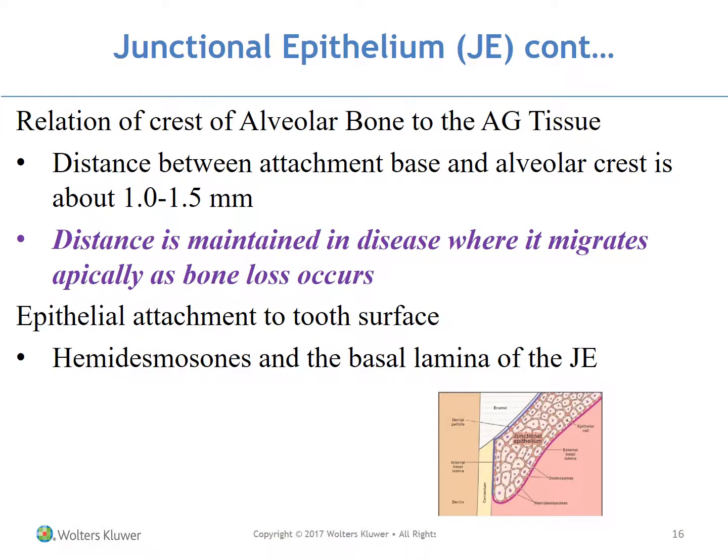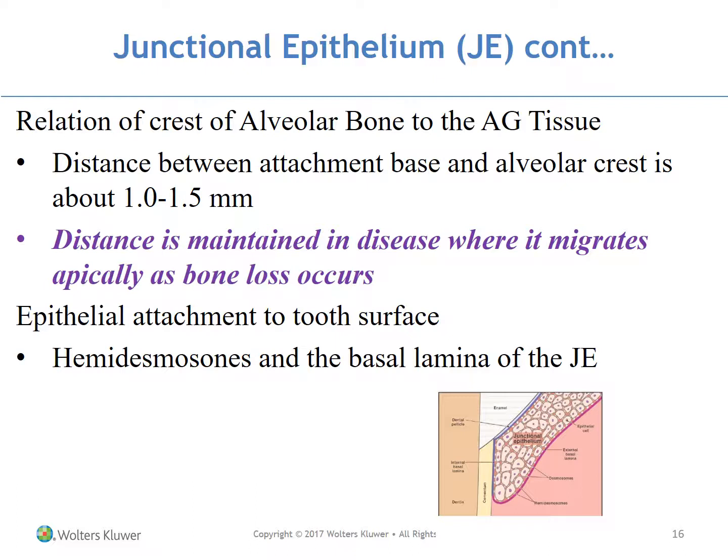The relation of the alveolar crest bone to the attached gingival tissues: the distance between the attached base and the alveolar crest is about 1 to 1.5 millimeters. Okay, so not much. This distance is maintained in disease where it migrates apically as the bone loss occurs. And that's what creates our pocket.